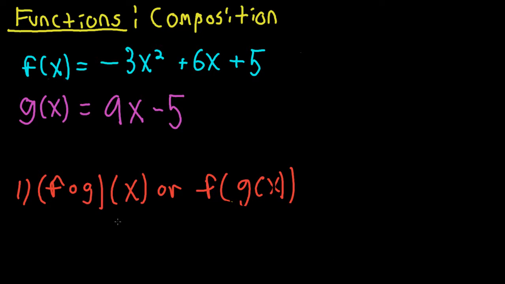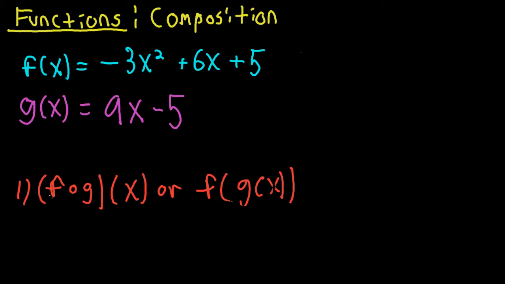Good morning, everyone. Today we're going to be doing function composition. So we're going to start off with our two functions: f of x equals negative 3x squared plus 6x plus 5, and our second function, g of x equals 9x minus 5.